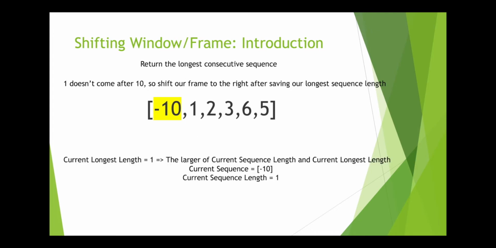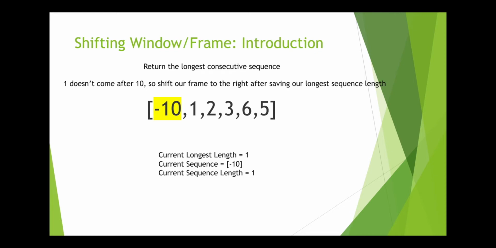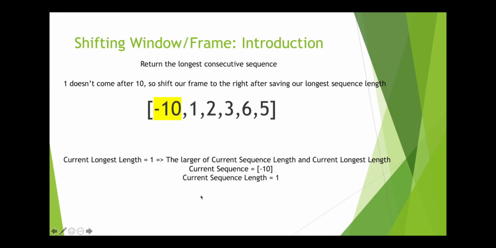Before we shift our frame to the right, here's where our current longest length comes into play, right? We want to do a comparison between our current longest length and our current sequence length, and store the longer of the two. This allows us to account for several different windows that we're going to experience, because our window will keep shifting in all of these questions. So now our current longest length is 1, because our current sequence length was 1 previously, and then we're going to shift our frame afterwards.